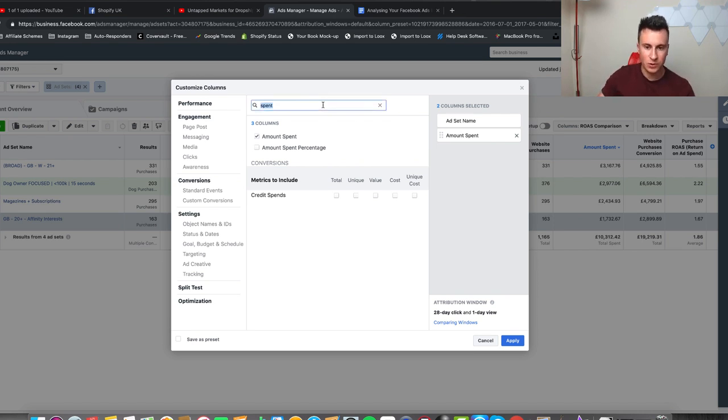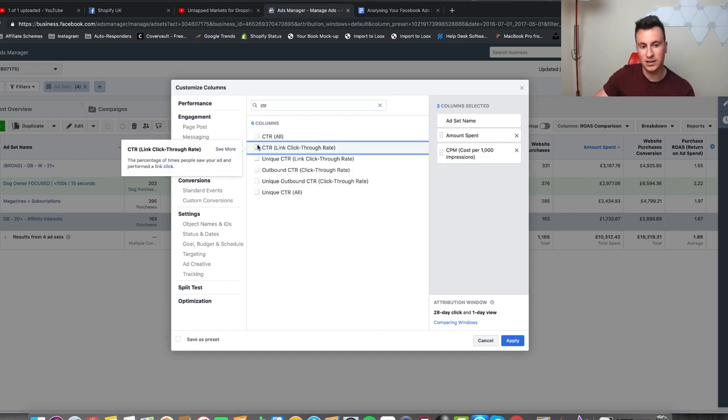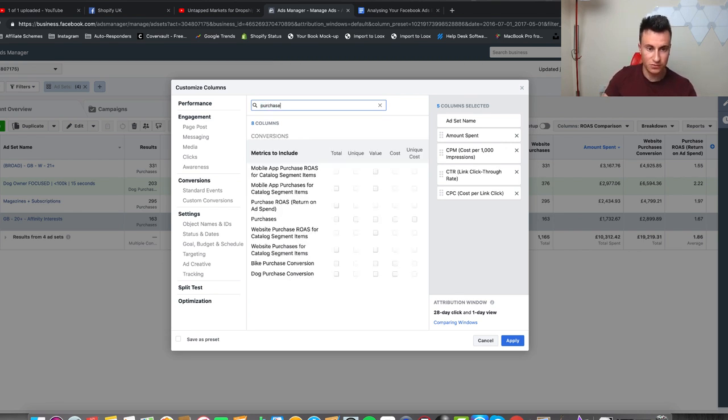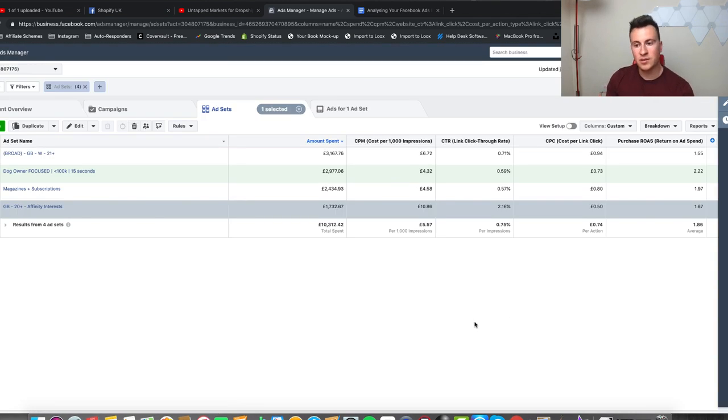So amount spent, we also want our CPM. We also want our click-through rate, make sure it's the link click-through rate as well. We also want our cost per link click. And then finally, the very last one was our purchase ROAS. Where are we? Purchase ROAS. And we'll X off that as we only need it once. So these are the main columns I want you guys to have on your screen, and these are the numbers I want you to look at for every single ad set when you're making those comparisons.